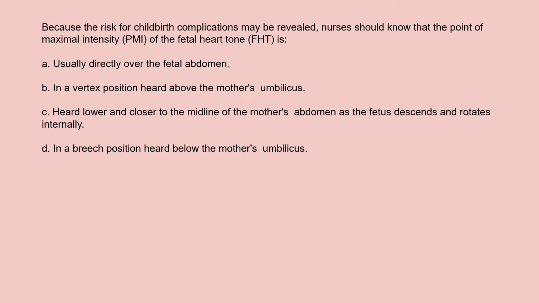Because the risk for childbirth complications may be revealed, nurses should know that the point of maximal intensity, PMI, of the fetal heart tone, FHT, is: A. Usually directly over the fetal abdomen. B. In a vertex position, heard above the mother's umbilicus. C. Heard lower and closer to the midline of the mother's abdomen as the fetus descends and rotates internally. D. In a breech position, heard below the mother's umbilicus.